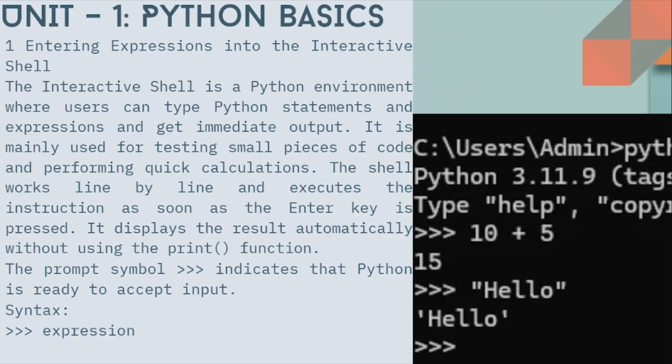It displays the result automatically without using the print function. Since it is used for smaller pieces of code for running and testing, you don't need to use the print statement in this interactive shell. Now you can see syntax as arrow and expression.